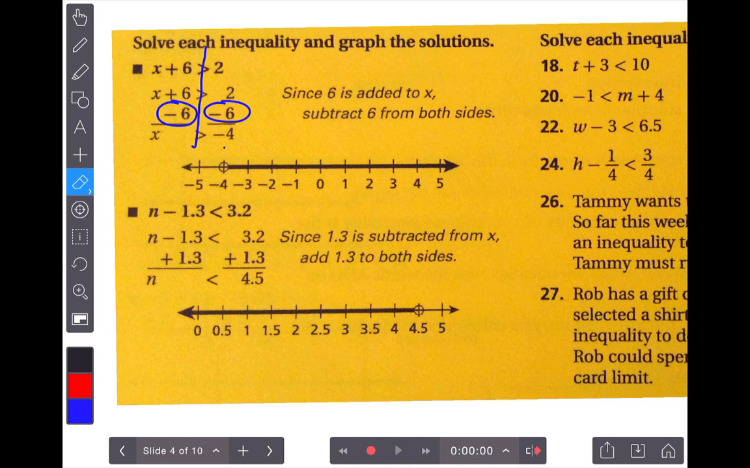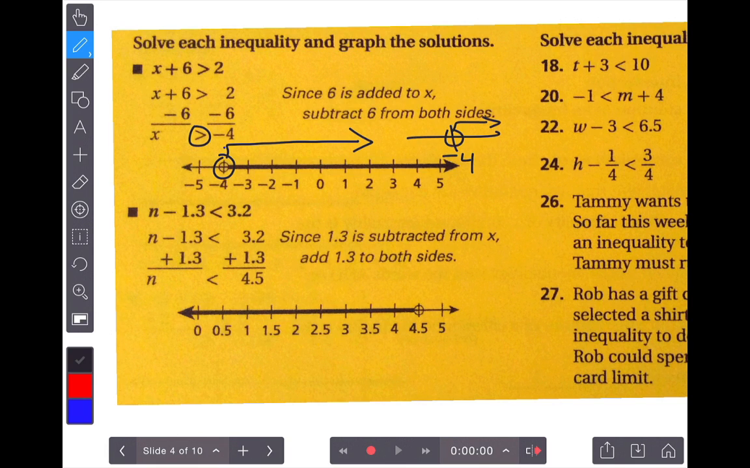So what you end up having is x is greater than -4. It's open, so notice it's open, and it's greater than, so it goes to the right. You don't have to put all these other numbers. Just put the line with the -4 open and to the right.